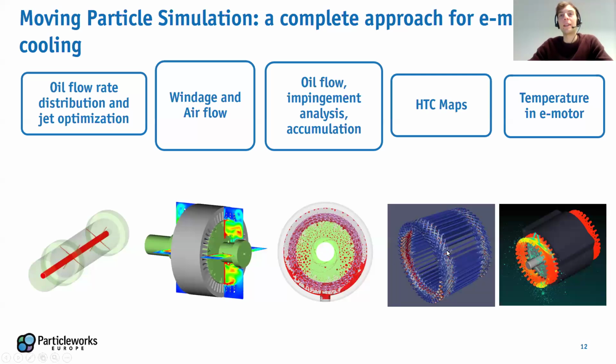The step farther down the line is then to map heat transfer coefficient and cooling capabilities of oil and air, and then apply it to, let's say, a thermal model that is also possible to do inside Particleworks to predict ultimately the temperature distribution inside the e-motor, that is the most valuable output that you want to extract for this kind of system. So let's see step by step examples of the simulation outputs and results.